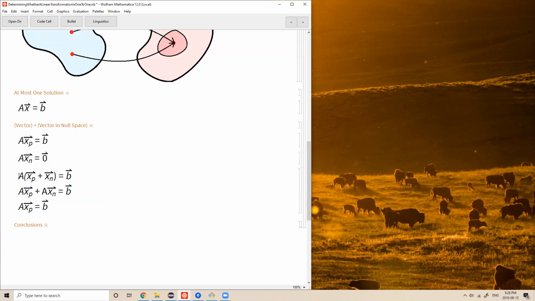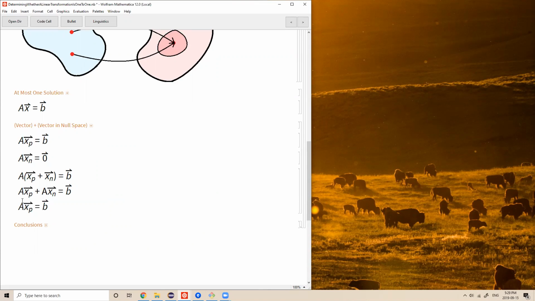Since linear transformations are distributive over vector addition, we can rewrite the sum like this. But we know that our vector in the null space maps to the zero vector, so it cancels out, leaving us with the transformation of just our particular vector that we already know maps to b. What this tells us is that if we have a particular vector that maps to b, we can add to it any vector in the null space, and that will give us another vector that maps to b.